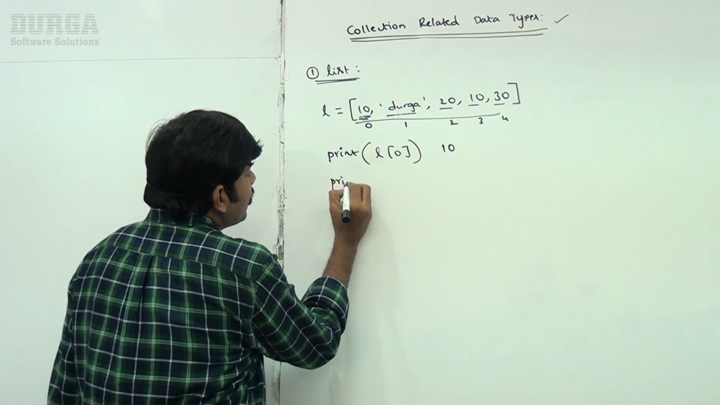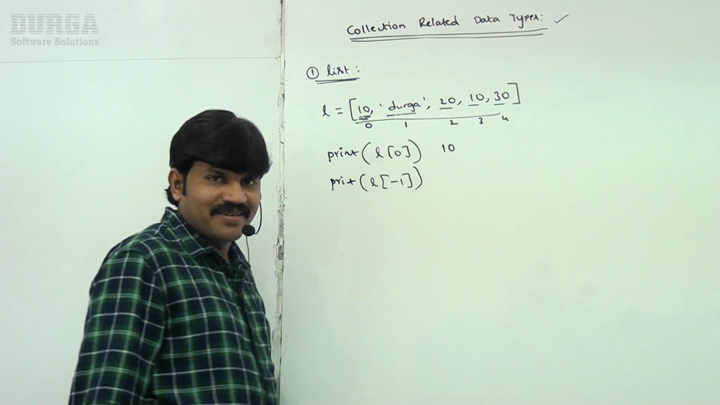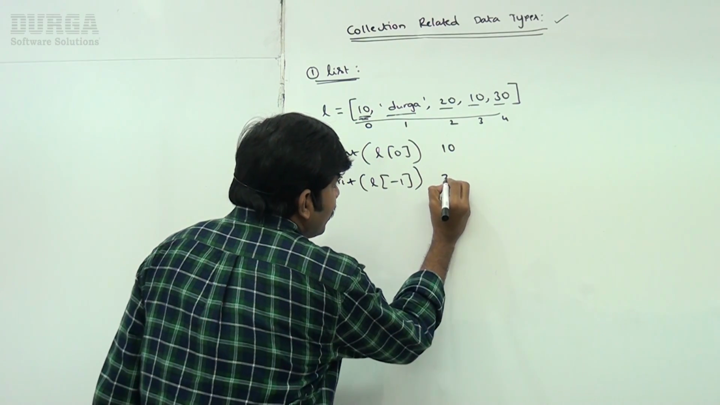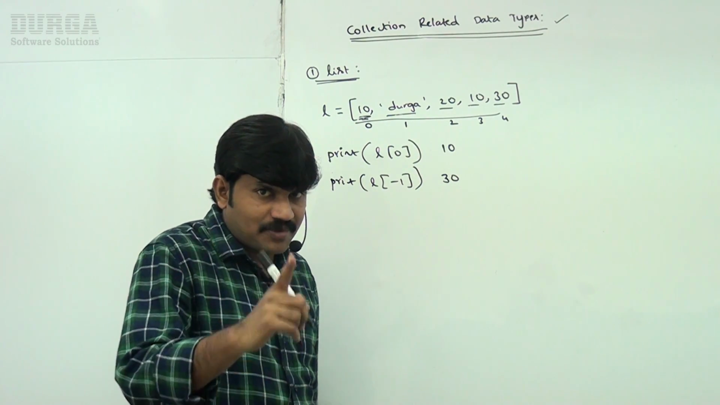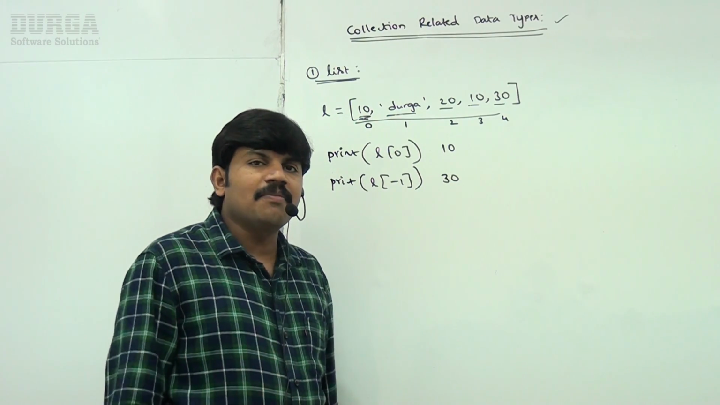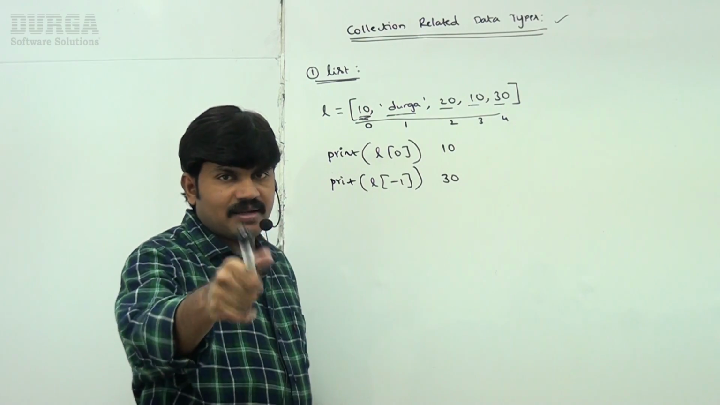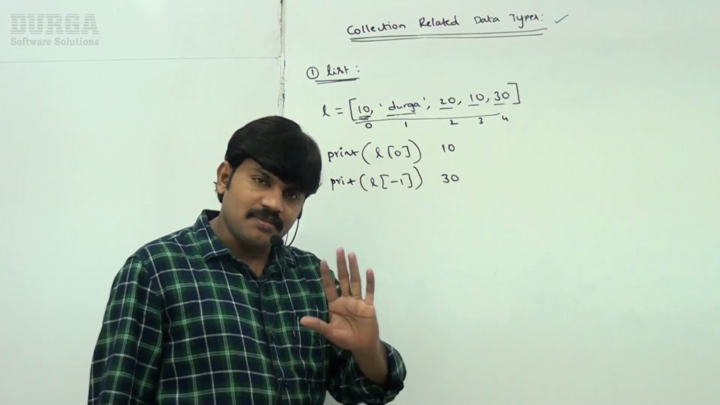Print of L of minus 1, I am taking. Minus 1 means what? Last. What is the last element? 30 itself is the valid answer. So, is the indexing concept applicable or not? Yes, applicable, because here order is important. Wherever order is preserved, the indexing concept is compulsorily applicable.